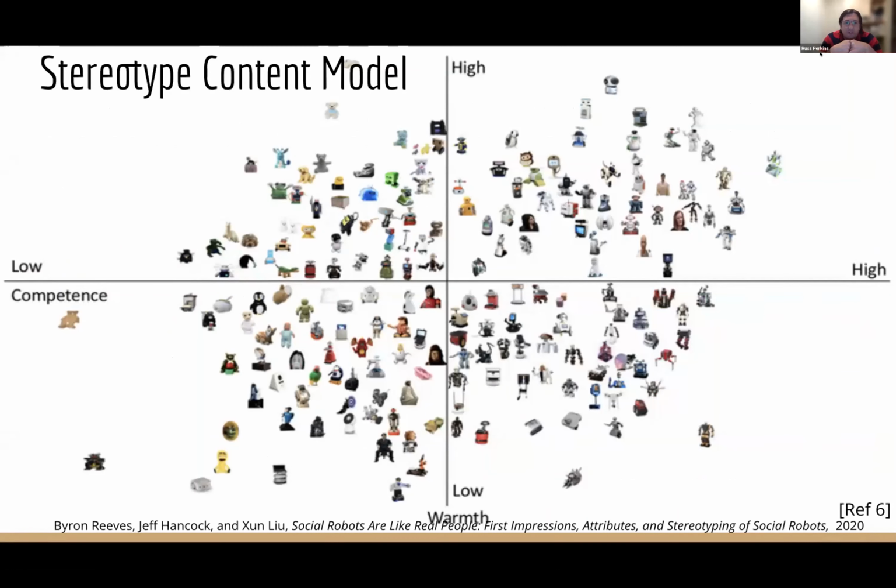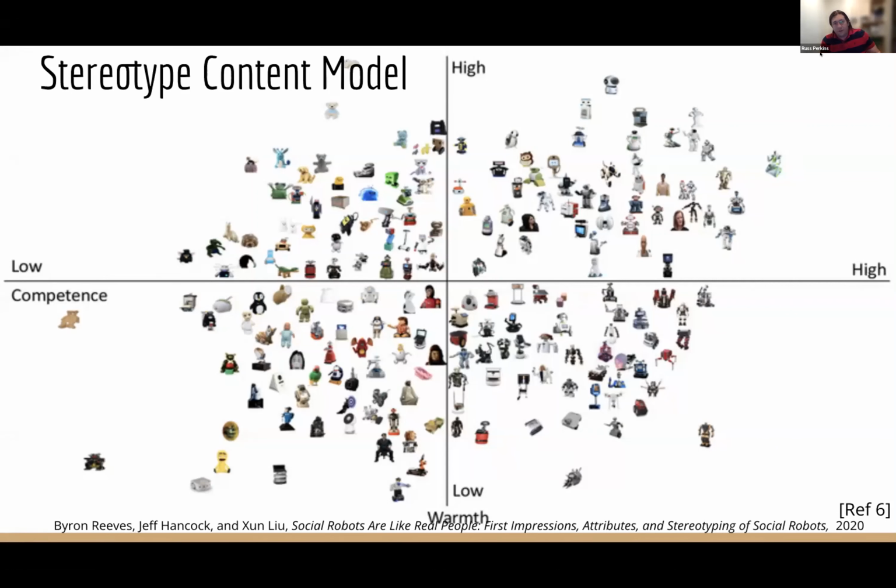Just touching a bit more on stereotyping, the stereotype content model. This was developed as part of social cognitive theory and some of Susan Fiske's work on the social content model. But this is a paper written by Brian Reeves, and it basically asks people to categorize robots with respect to warmth and competence. Competence here is on the x-axis, going from low to high, and the y-axis is warmth, low to high.